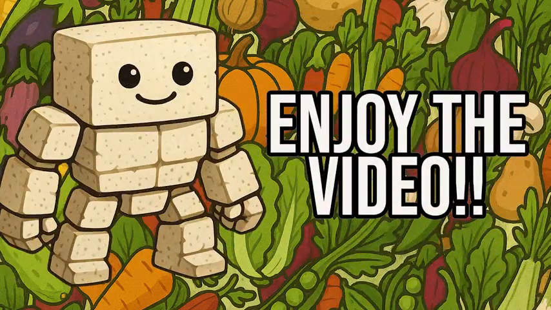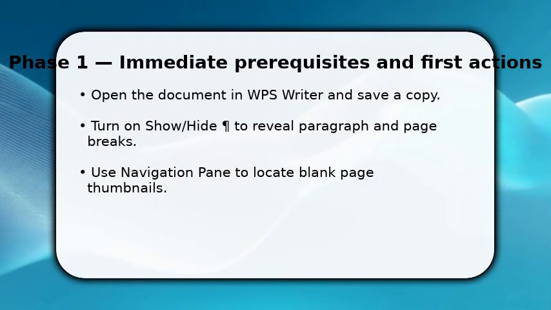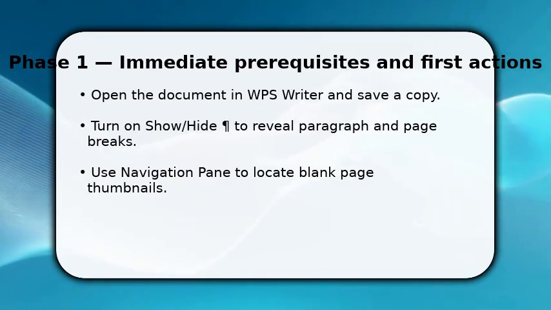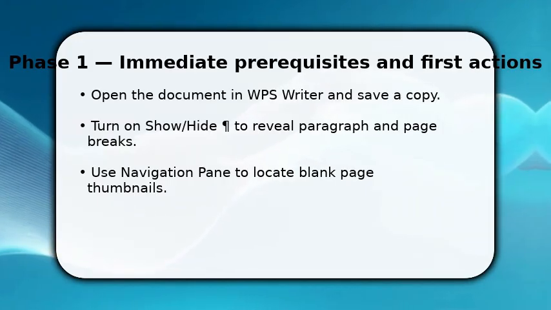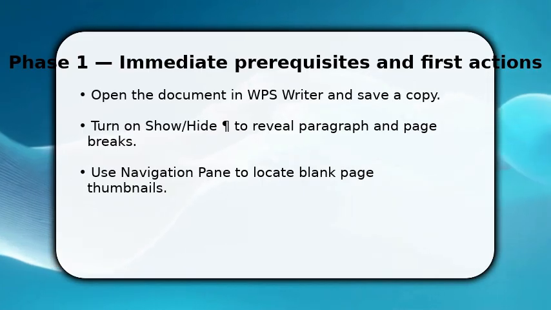Please enjoy the video. You start by opening the document in WPS Writer and saving a copy so you can revert if needed. Then turn on Show/Hide Paragraph to reveal hidden paragraph marks, manual page breaks, and section breaks. This shows why a page appears blank.